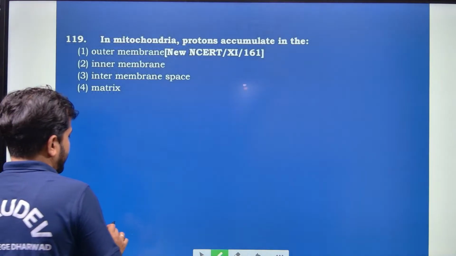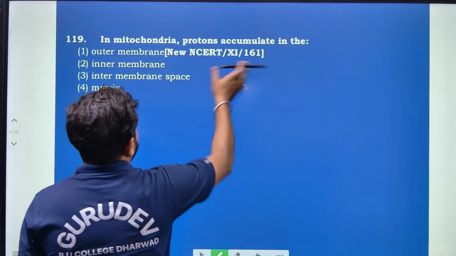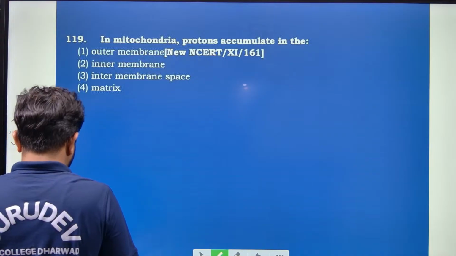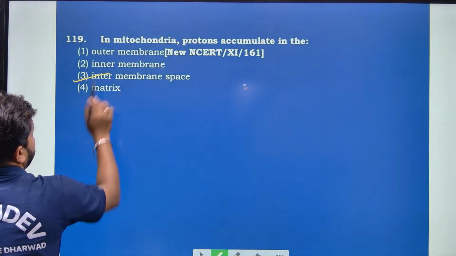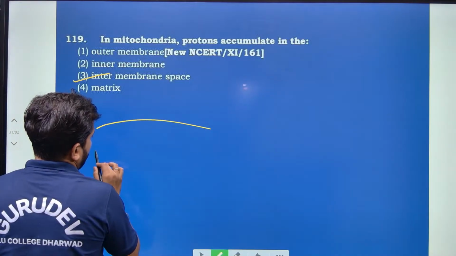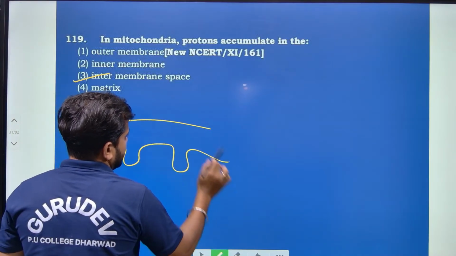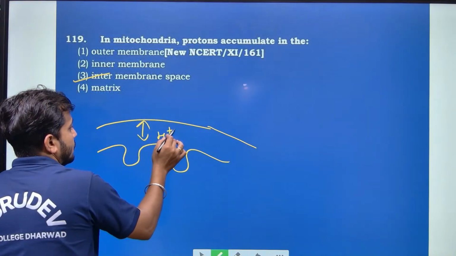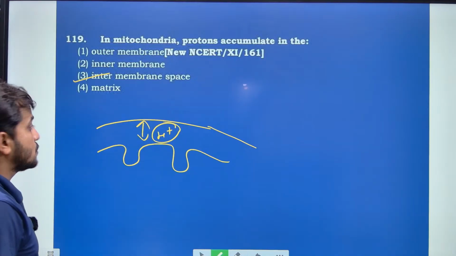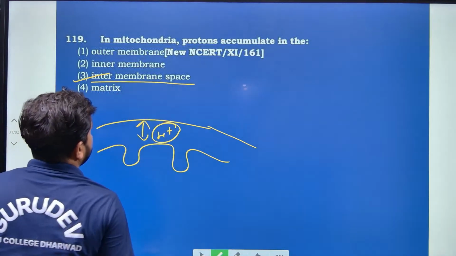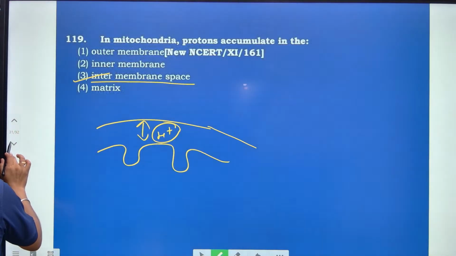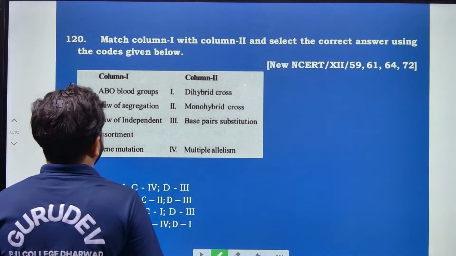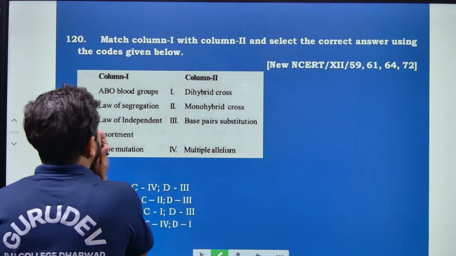Then in mitochondria, protons majorly accumulate in the intermembrane space, right? The proton accumulation can be found in the mitochondria, here in the intermembrane space. So the intermembrane space is the correct option with respect to the proton gradient accumulation, right? Then consider match column 1 and column 2 here again, right?